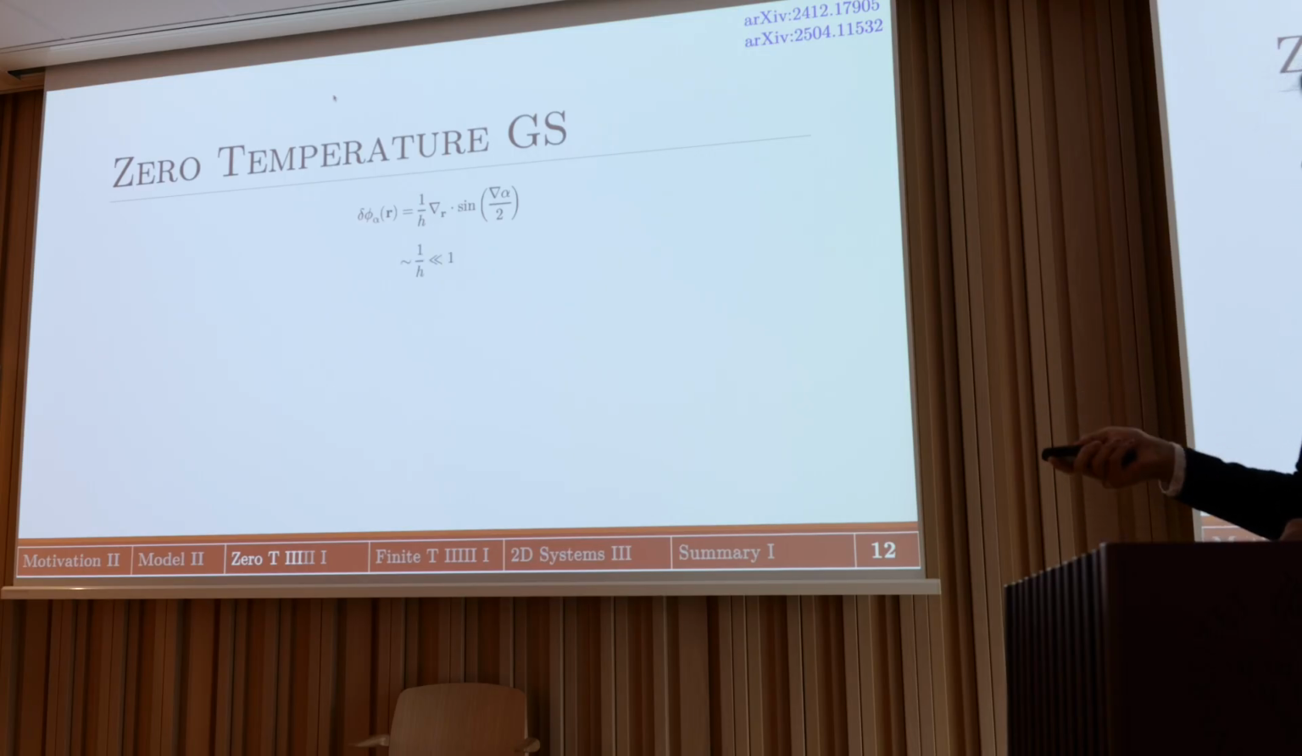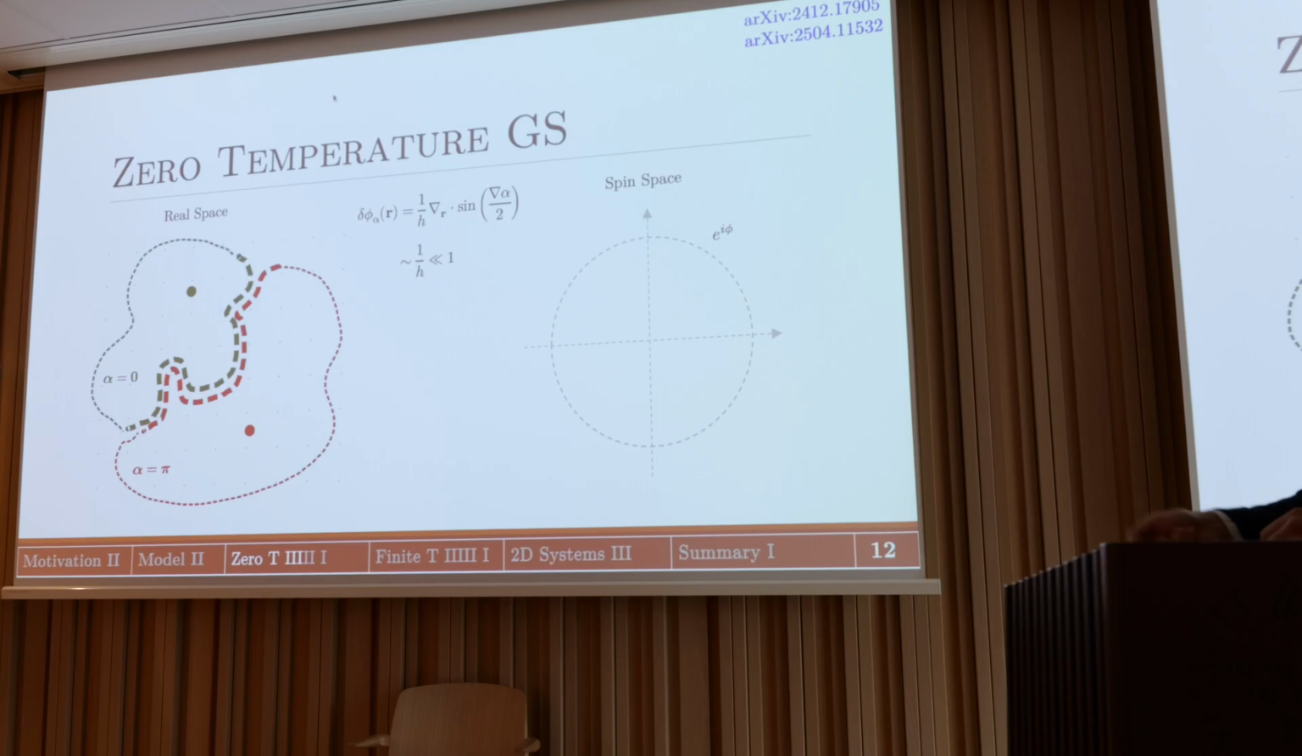Okay, so first notice that it is on the scale of 1 over h. So in the strong disorder regime, this means that delta phi is small. So our assumption is at least self-consistent. Now let's see what the ground states actually look like.